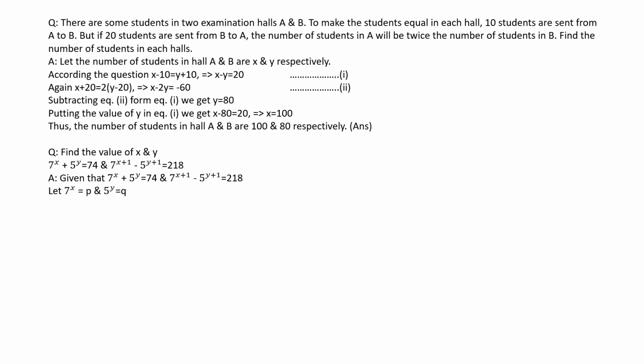Let 7 to the power x equals to p and 5 to the power y equals to q. So we can write it as p plus q equals to 74. Let this be the first equation, and 7p minus 5q equals to 218. Why 7p minus 5q? Because 7 to the power x plus 1 means 7^x into 7. 7^x is p, so it is 7p. Likewise, 5^(y plus 1) means 5^y into 5. So 5^y is denoted as q and 5 is as it is. So it is 7p minus 5q equals to 218.